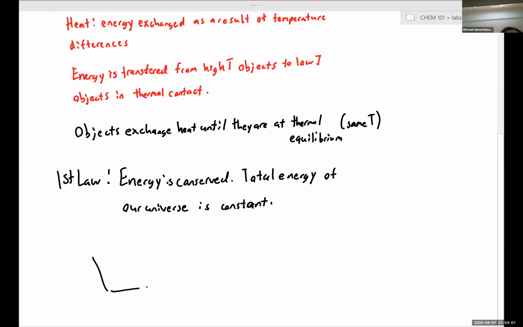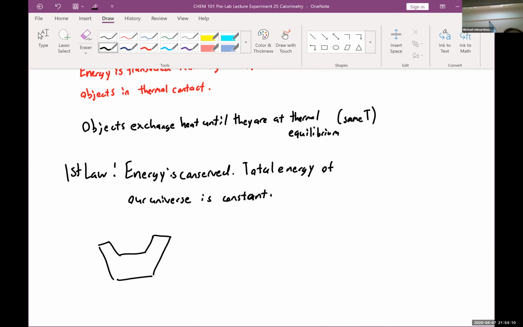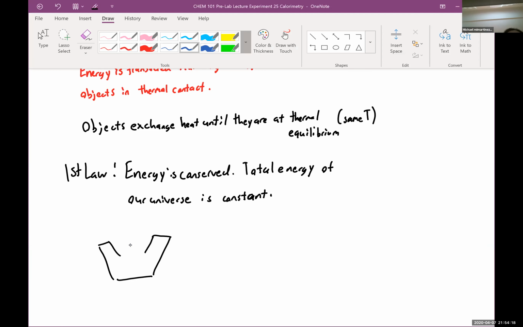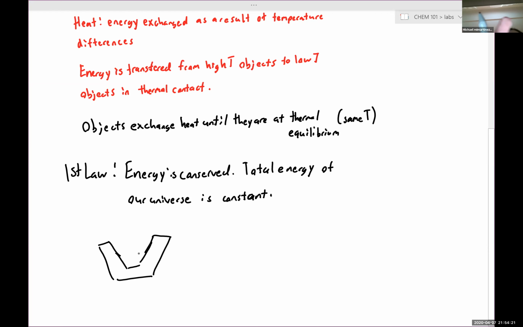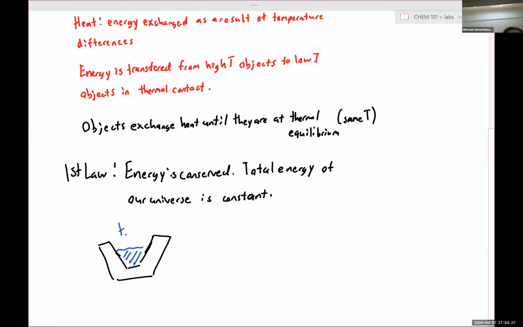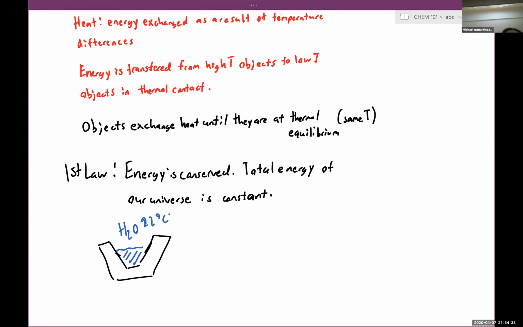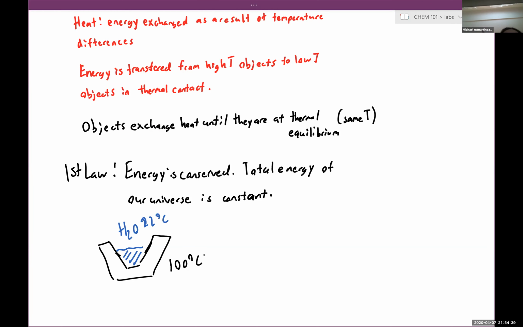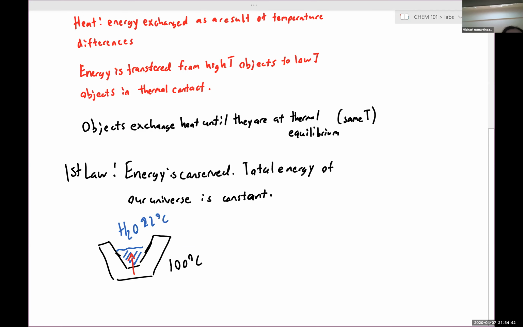So let's draw out our pan again. So let's suppose we're back to our pan and water example. Let's draw the pan a little bit. So if we suppose we initially have water at 22 degrees Celsius, and our pan initially is at 100 degrees Celsius, we establish that heat flows from our high temperature to low temperature object.